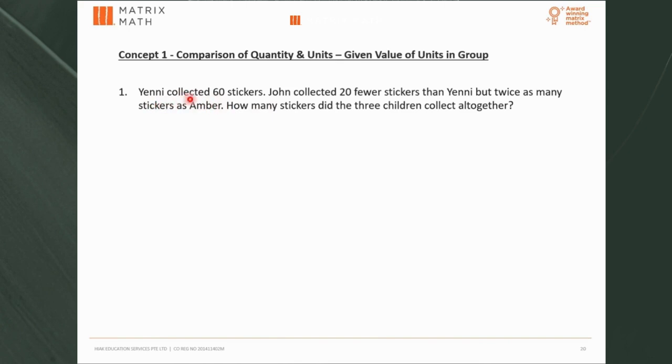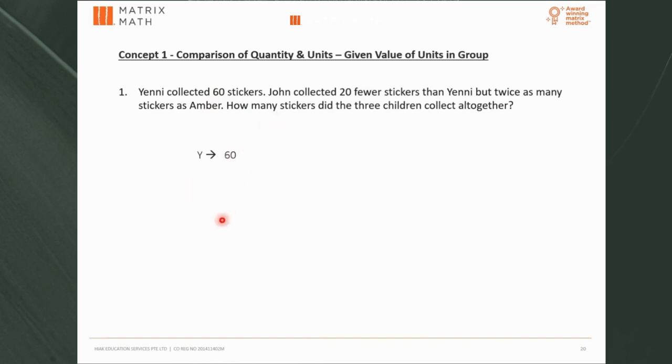So with this information, you can go on to do the comparison for John later, because John has 20 fewer than Yenny. You don't have to draw models since you already have an actual value to do the comparison and the calculation. All right, so what we're going to do is list out: Yenny collected 60 stickers. You just need to list out like that first.